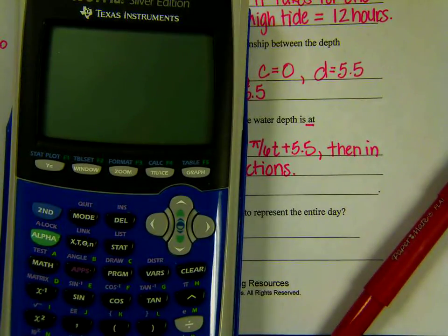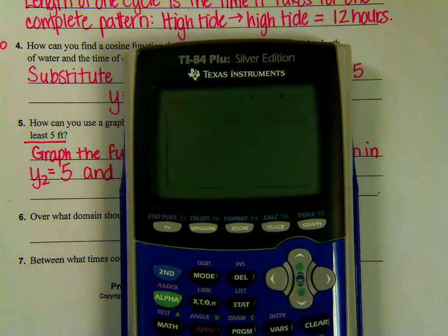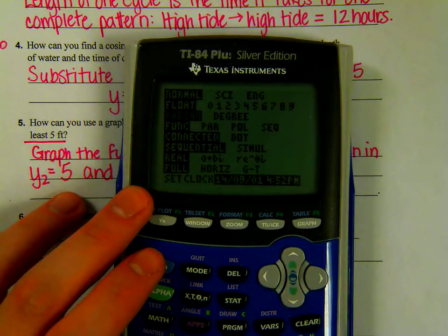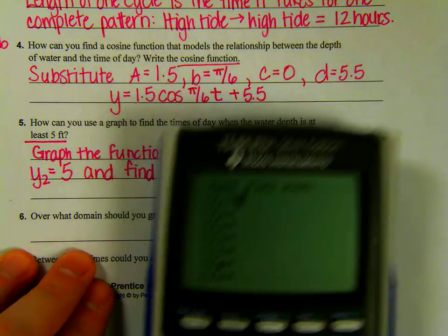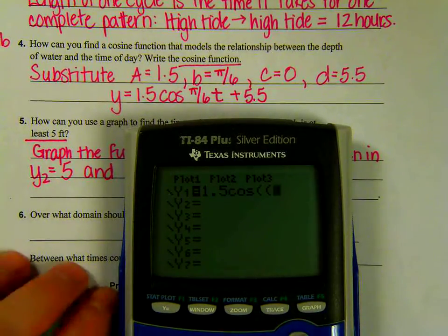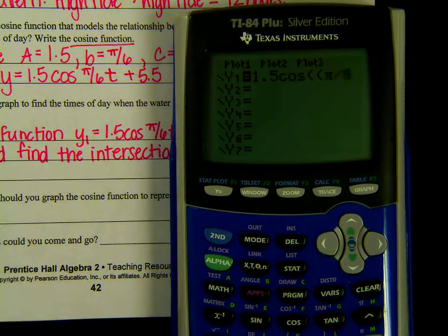You need to make sure you're in radian mode, so if you haven't done that or checked that, you need to make sure you're in radians in order to do these problems. So mode, make sure you're in radian mode. Typing in 1.5 cosine. I would suggest using parentheses for the pi over 6 part. I didn't already put a parenthesis there, so I need another one. And plus, pi over 6.